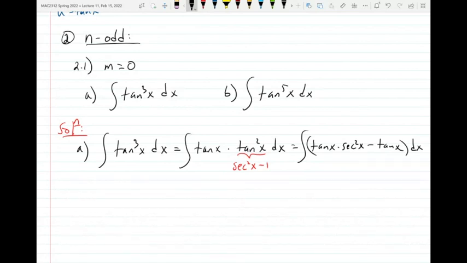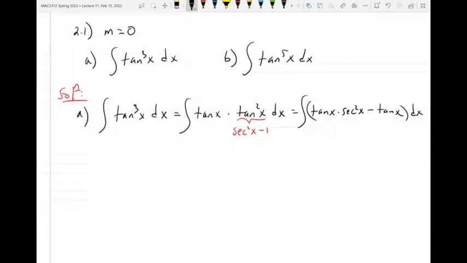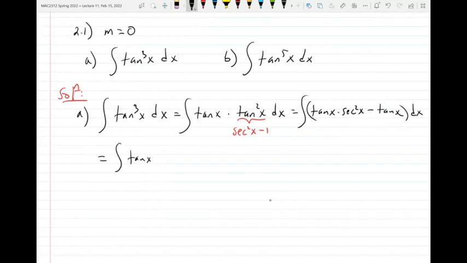Okay? So basically what we're doing is reducing the complexity of the integral 2 at a time, by reducing the power by 2 every time that you do this technique. Okay? So the higher the power, the longer this process will be, but eventually it will stop because you're going down by 2 every single time. All right, so now it's easy to see how to finish this. So we have two integrals here.